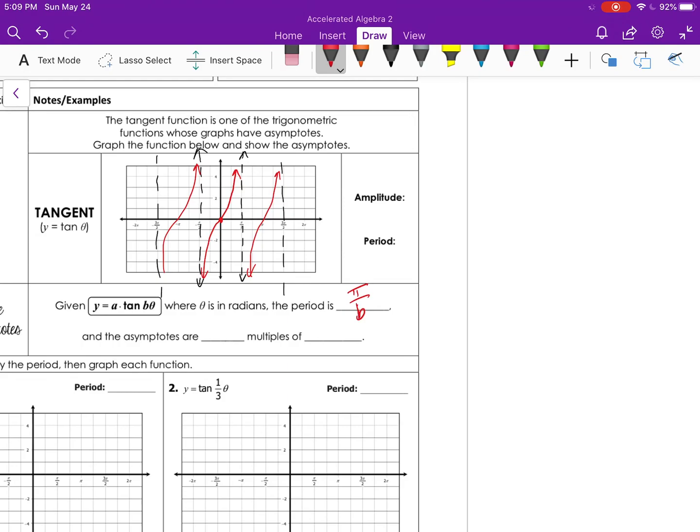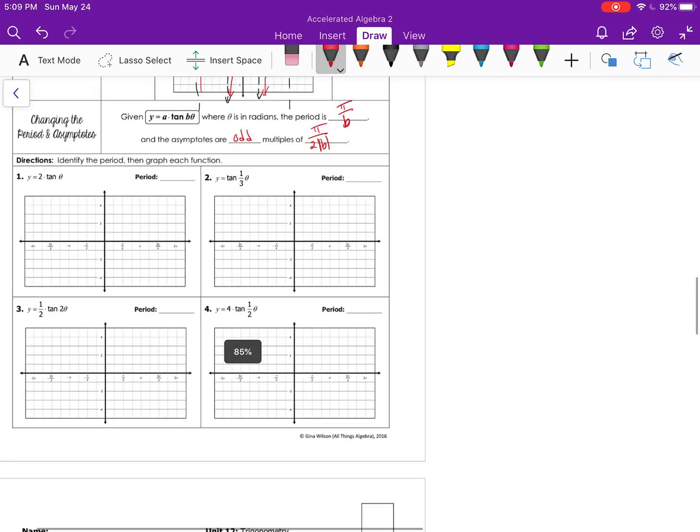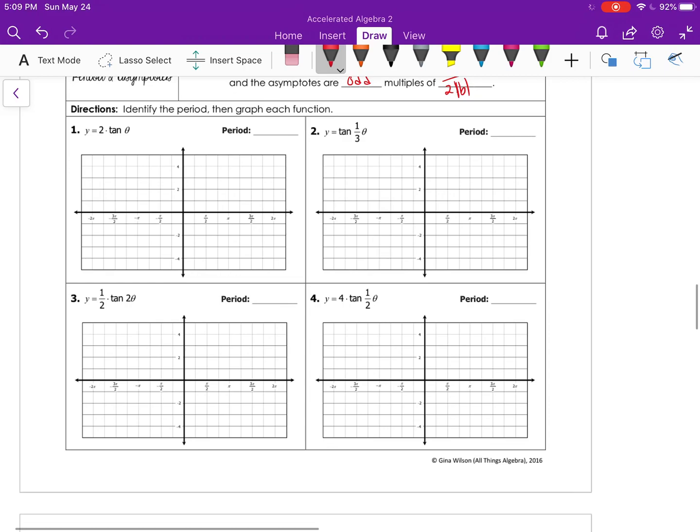So the period is actually just pi divided by b. Rather than 2 pi, it doesn't start with a period of 2 pi, so you just take pi and divide it by b. The asymptotes are odd multiples of pi divided by 2 times the absolute value of b. So if we need to refine those asymptotes, we can. I have another way that I like to think about it, and I'll show you that way as well. All right. The amplitude is also discovered by A.